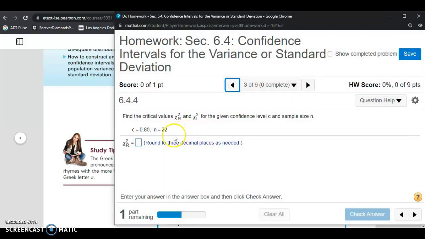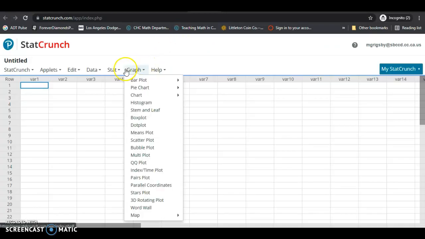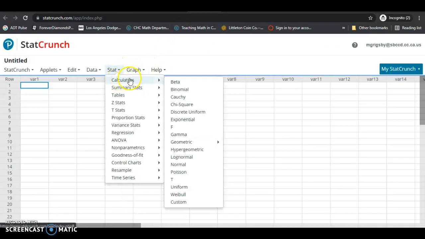So this problem and the next one are good practice for finding critical values from the chi-square distribution. In any case, our confidence level is 0.80, and our sample size is 22. So we're going to go to StatCrunch, go to Stat, select Calculators, and then select chi-square.